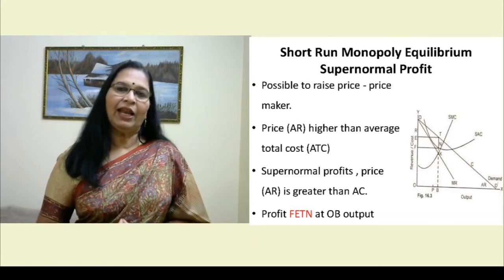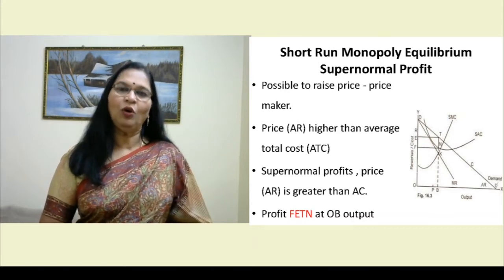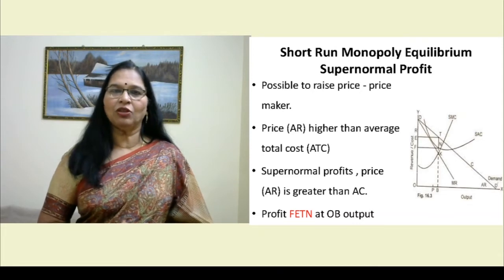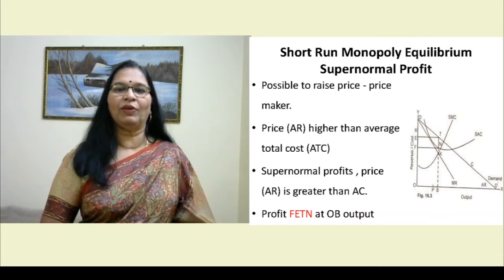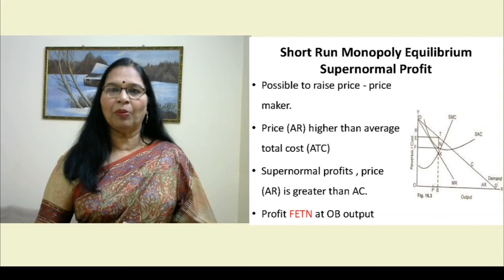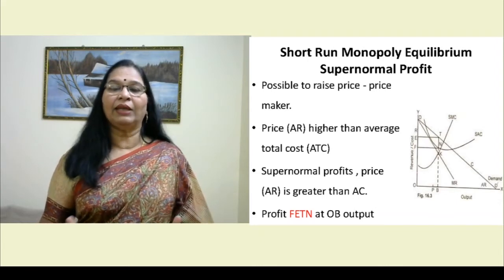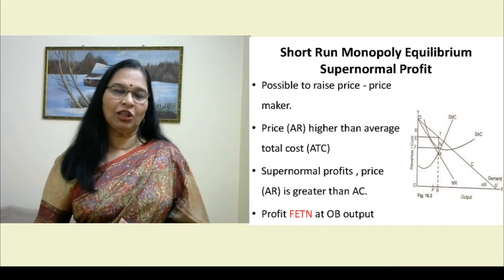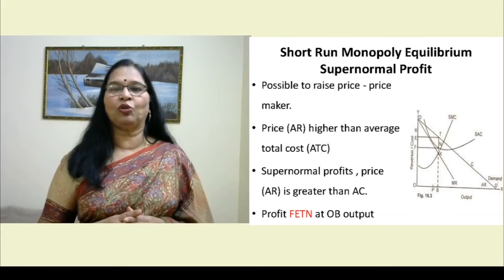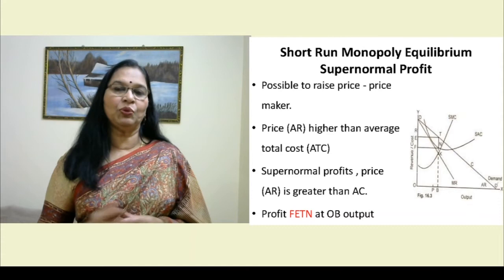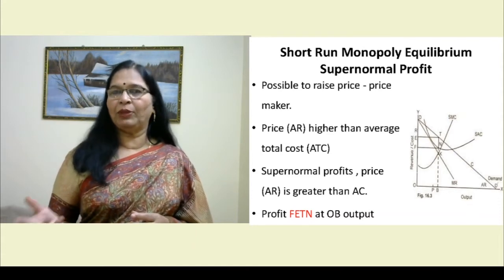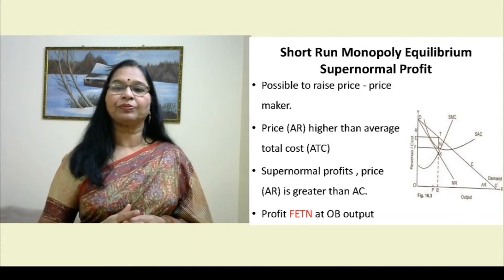Once the output is fixed, next we have to find out whether the firm is getting profit, loss or supernormal profit. Now, this monopolist has every possibility to raise the price, and he's a price maker. He's not the price taker, because he decides what should be the price of the product if he chooses to do that, and leave the output to be decided by the market.